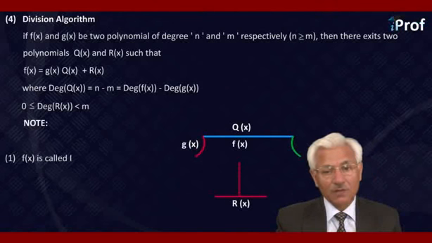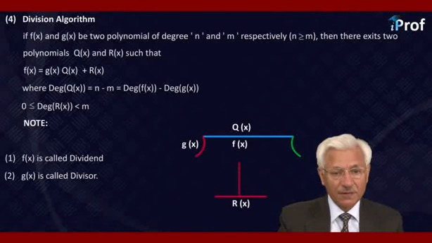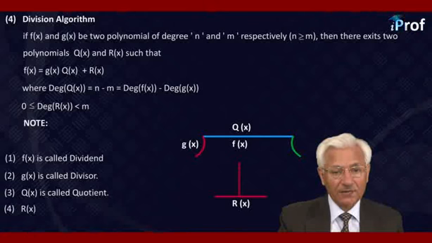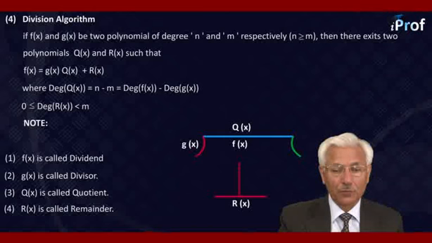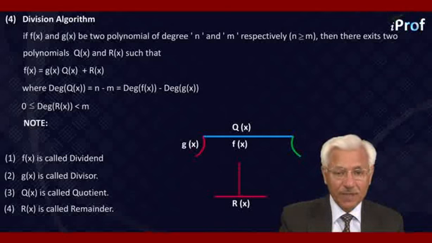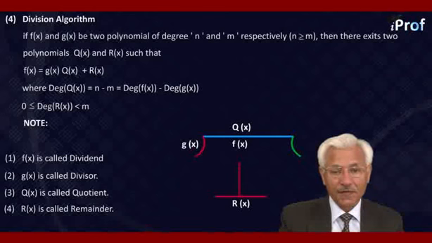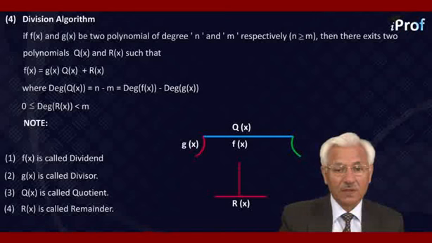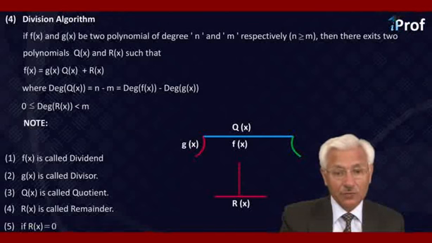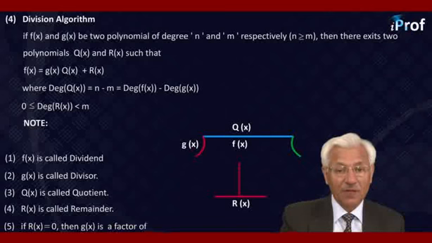In this, f(x) is called the dividend, g(x) is called the divisor, q(x) is called the quotient, and r(x) is called the remainder. This is exactly the same as what you have done in division of two polynomials. When we divide f(x) by g(x), we get quotient q(x) and the remainder r(x). We must recall that r(x) is always of degree less than the degree of g(x). However, if r(x) is equal to 0, that means the remainder is 0, then we say that g(x) is a factor of f(x). In that case, f(x) contains two factors, one of them is g(x).